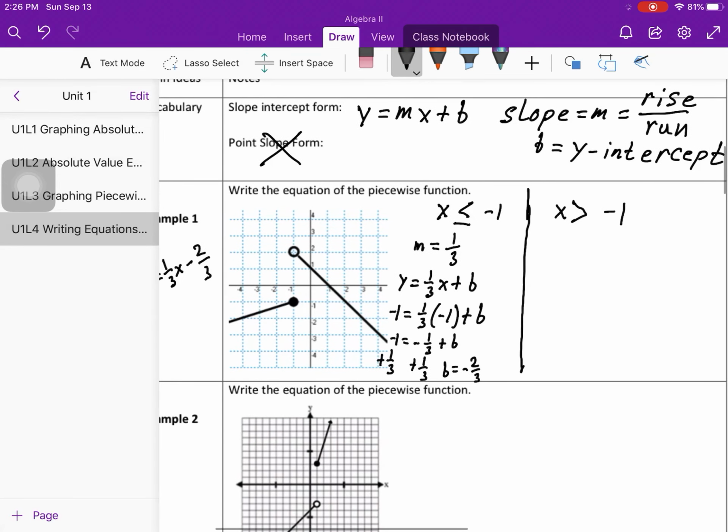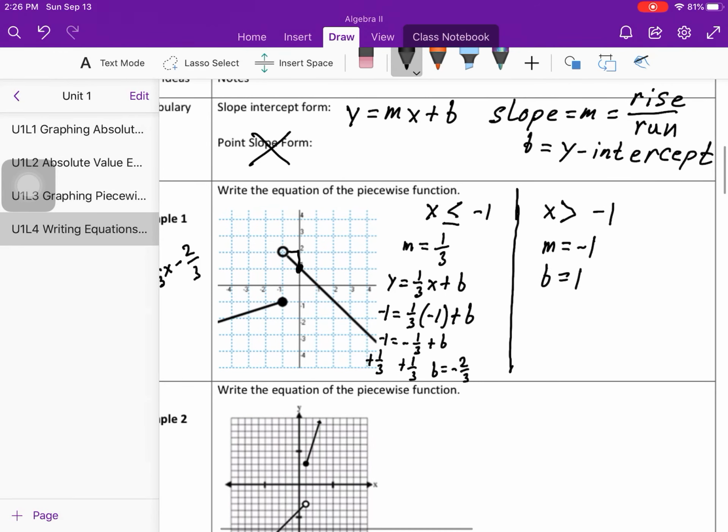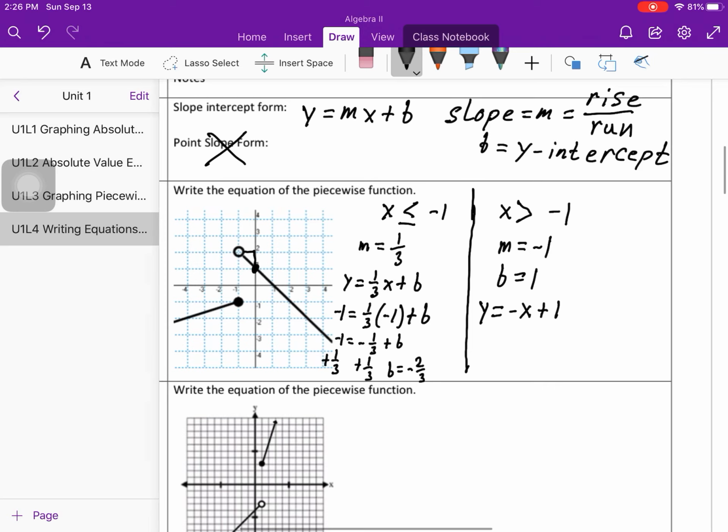On the other side, we want everything greater than -1. So now we are looking at the other slope. So let's start with what is m. If I start with my open circle and I go to the next point, this is super nice because it's just over 1, down 1. So it's a slope of -1. And then the y-intercept, the b value, we can actually see because it crosses. It's positive 1. So this one's way easier because now we know the m and the b, so it's y equals negative x, because it's negative 1, plus 1. And there's our equation.